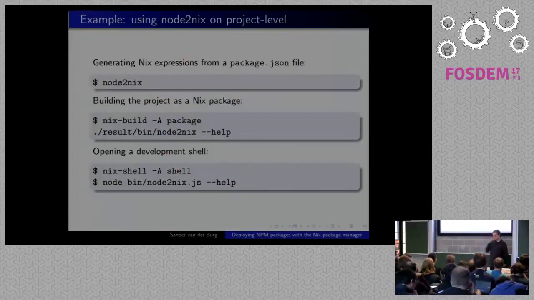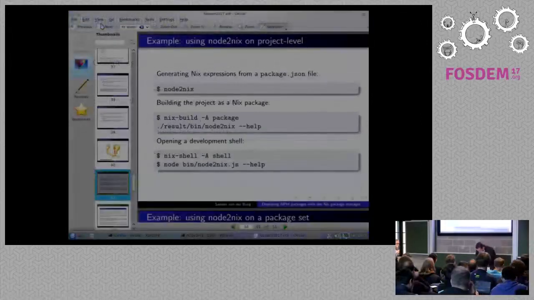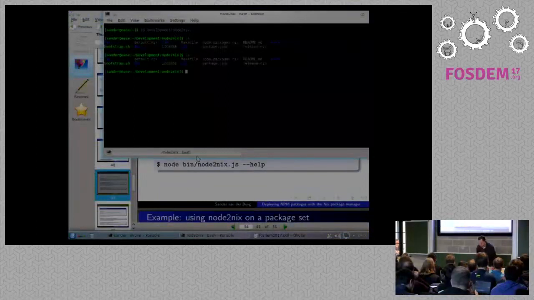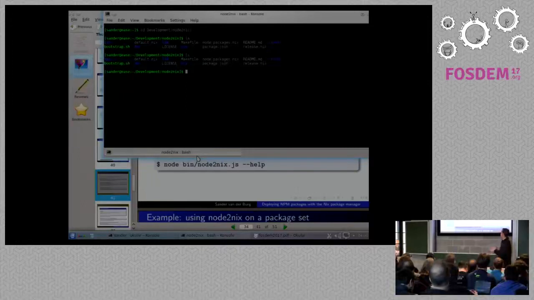So how can you use Node to Nix? For example, you can use it on project level, so that's particularly useful if you're doing development. I can actually show you how it works. So, for example, this is the Node to Nix generator tool that I've created. It's a Node project itself. What you would normally do in development mode is you run npm install to get the dependencies. What I can also do instead is I run Node to Nix to generate Nix expressions instead.